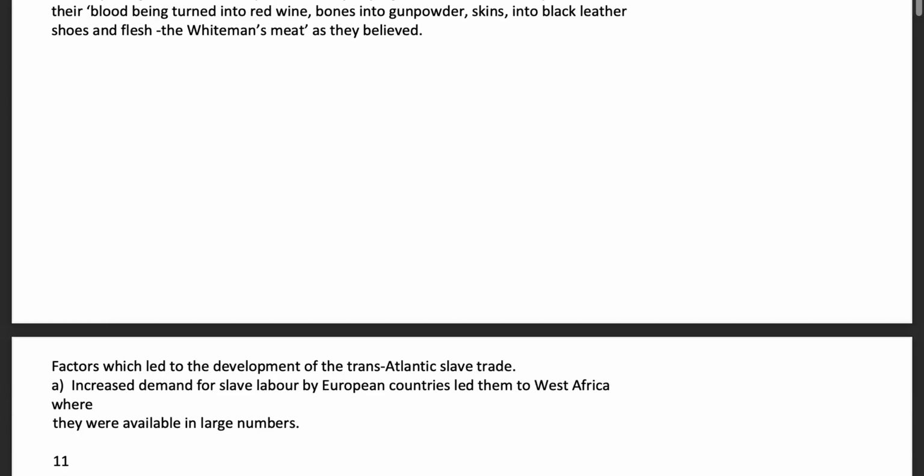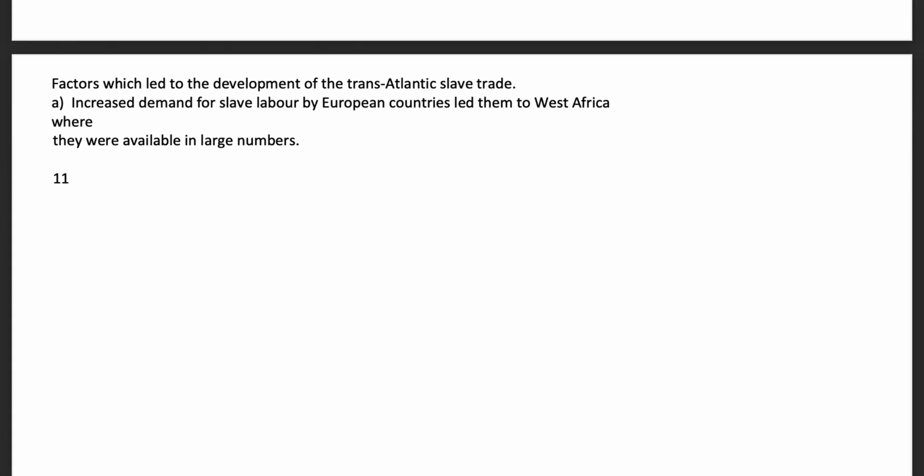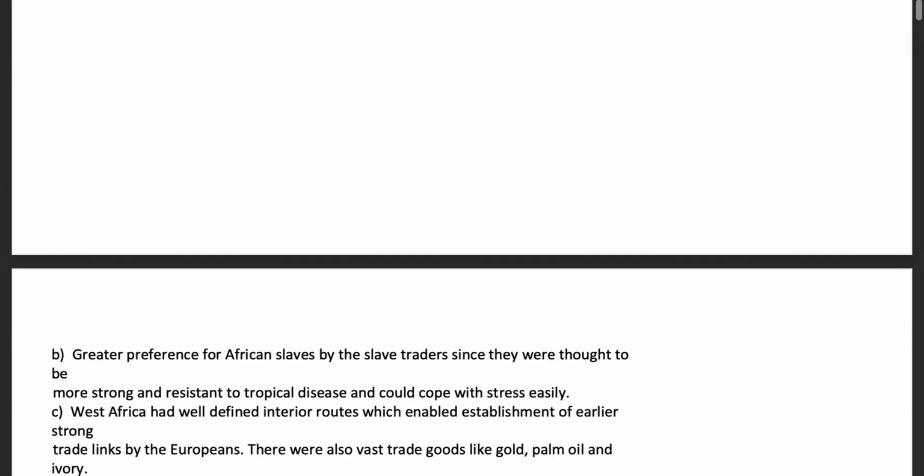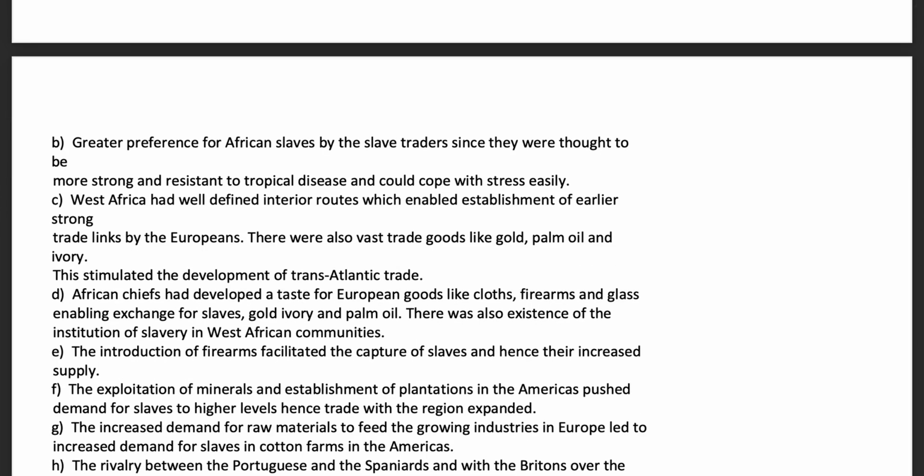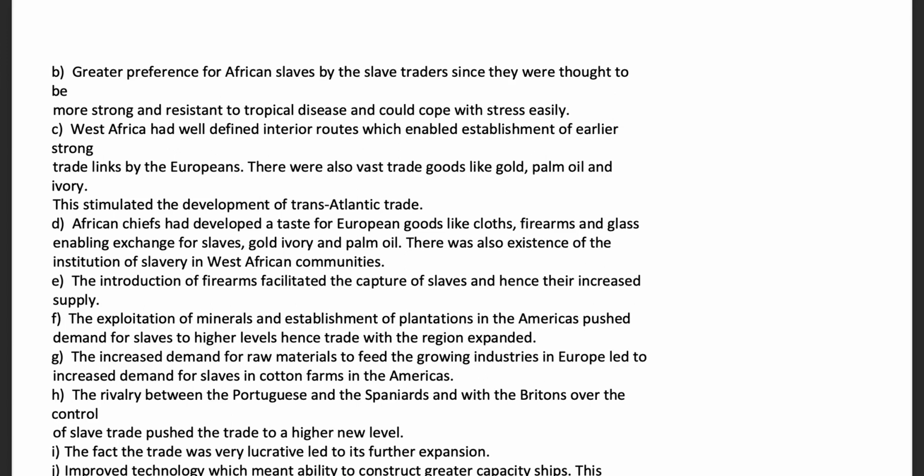Factors which led to the development of the transatlantic slave trade. A. An increased demand for slave labor by European countries led them to West Africa, where slaves were available in large numbers. B. Greater preference for African slaves by the slave traders, since they were thought to be stronger and resistant to tropical disease and could cope with stress easily.